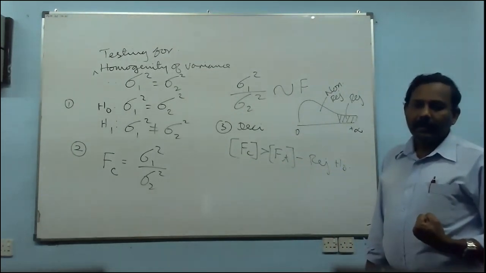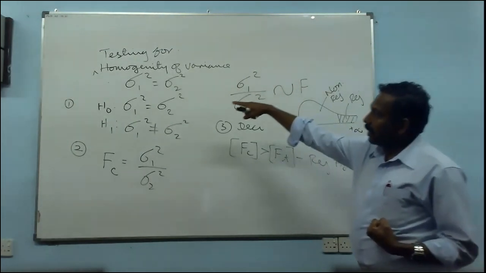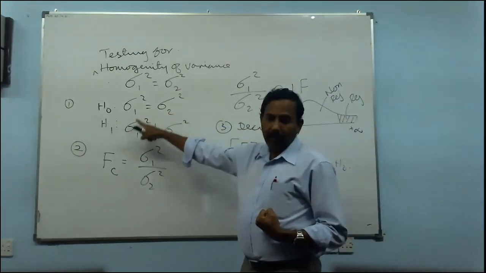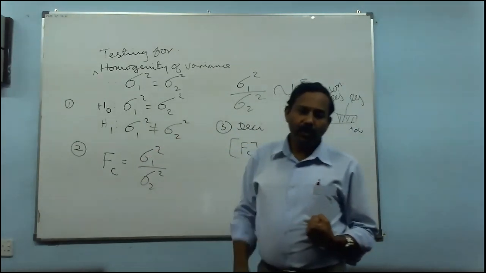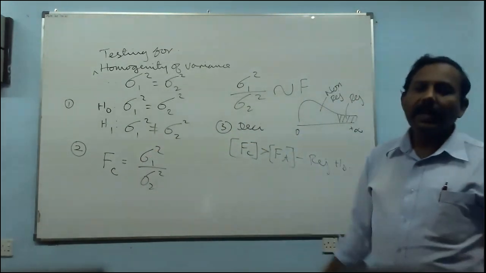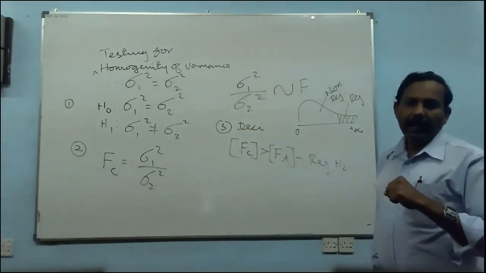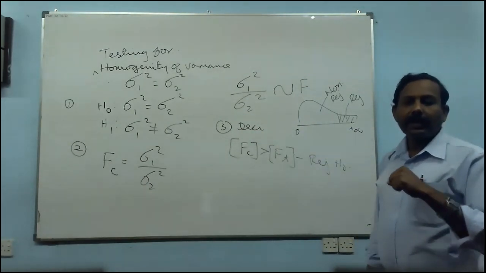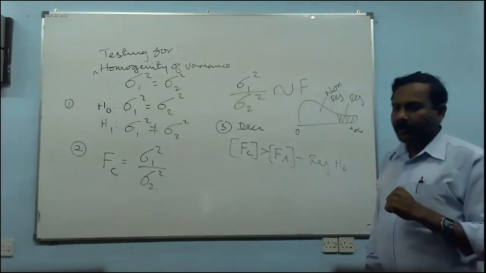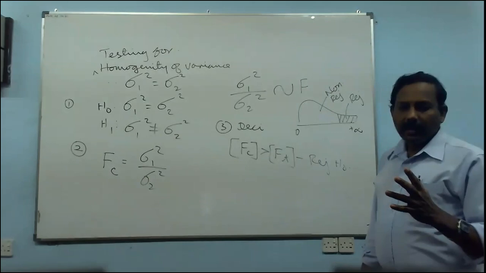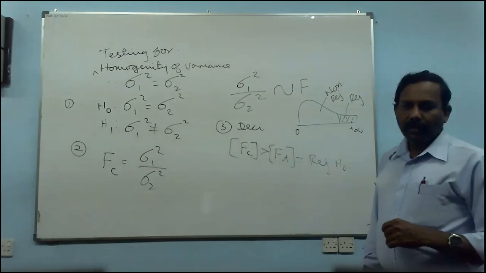As an example, if we reject, the conclusion is sigma 1 square is not equal to sigma 2 square. So the variances are different. If the variances are different, we cannot apply the same test statistics that we have followed with the pooled variance, etc., that we have seen last week. So that same test statistic cannot be used. So we'll have to look at a different calculation method.